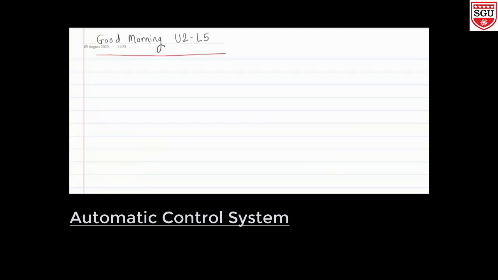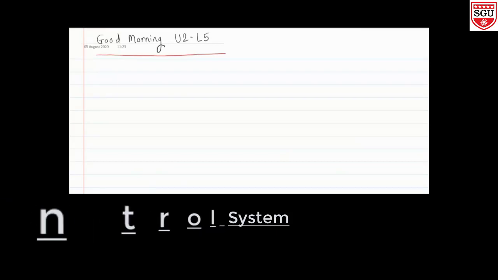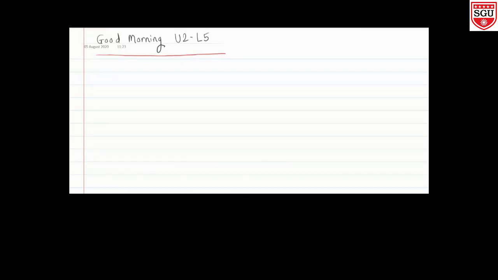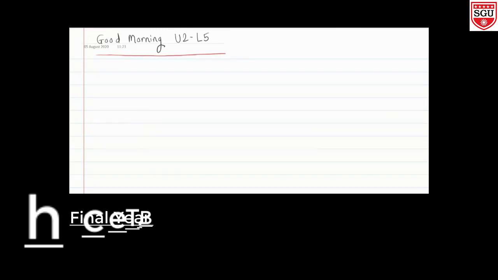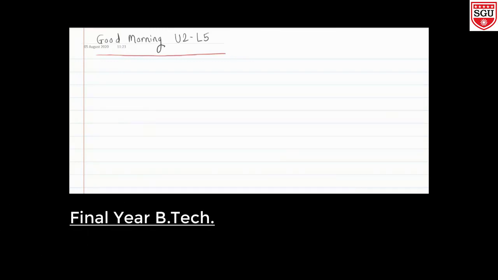So yesterday we started with unit number 2, its subunit, that is block diagram reduction. In that we were discussing different rules. How many rules have we seen? 5 rules. 5 rules we have seen.